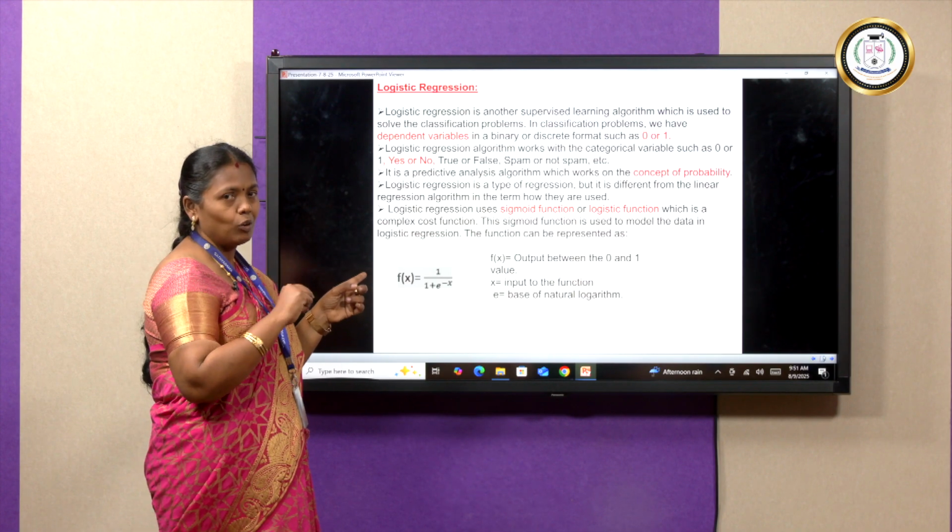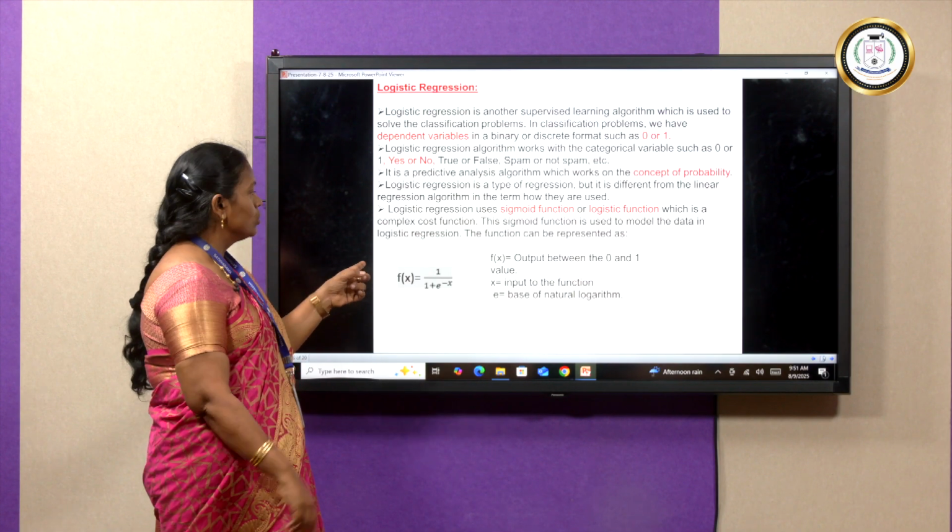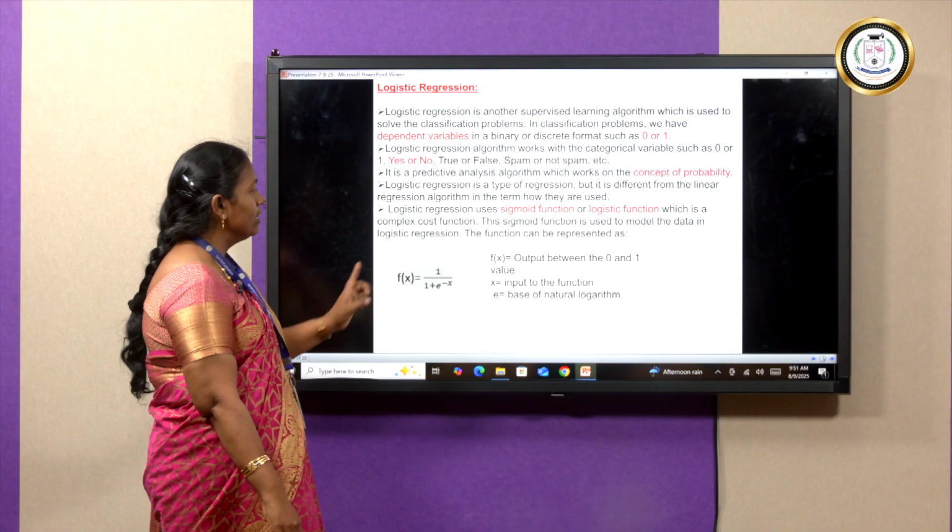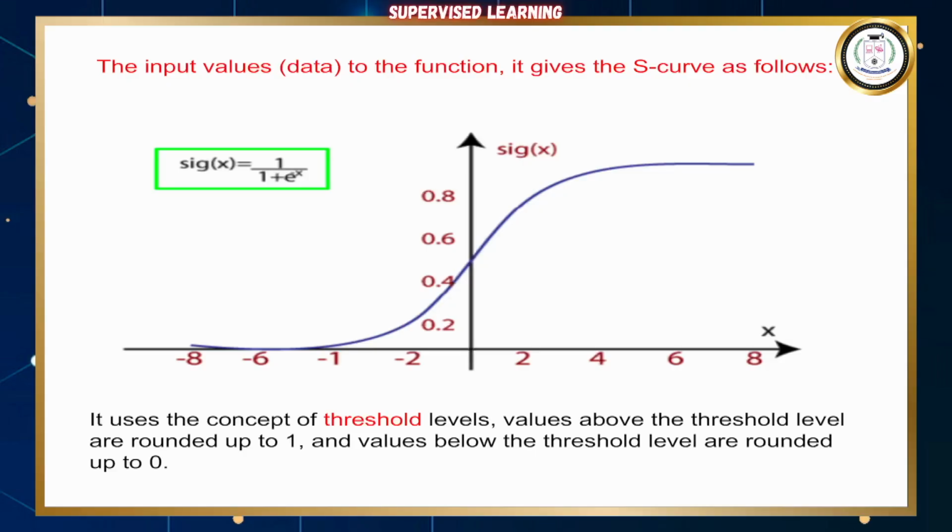So, whether I need output will be get 0 or 1, like that. So, x is my input function, e is my base of the natural logarithm. The same thing here, this is my sigmoid function, the curve will be like an S curve. So, this is my function sigma of x equal to 1 by 1 plus e power minus x, right.